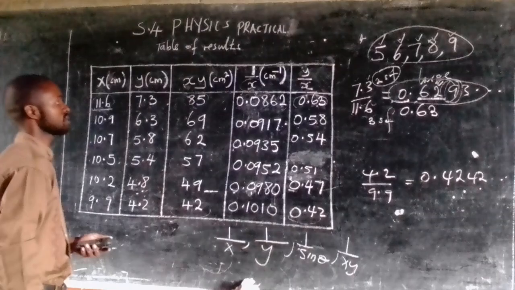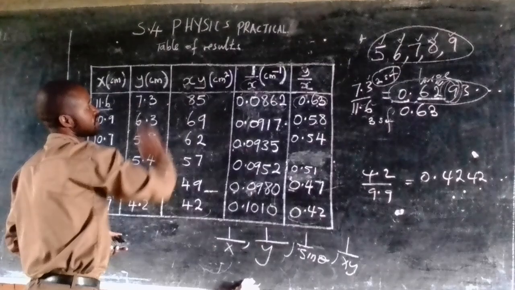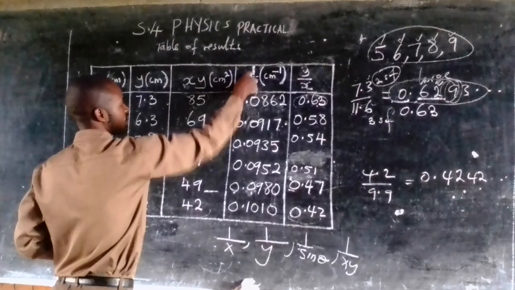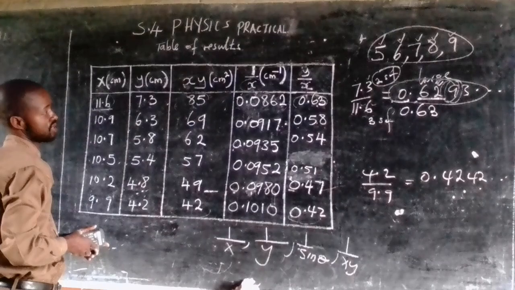You have got the similarities between this column when you are multiplying two quantities and this column when you are dividing two quantities. They have the same rules. But this one here is quite unique, the way you can see.